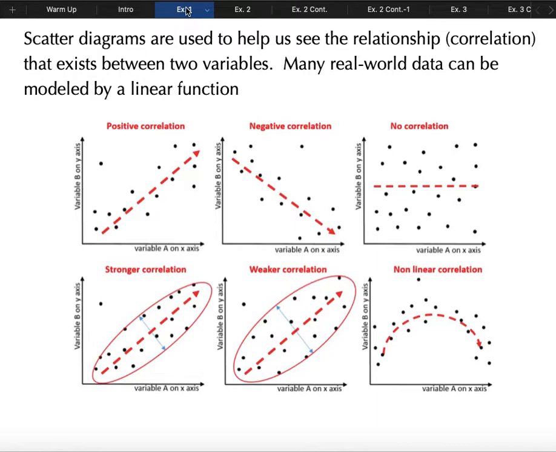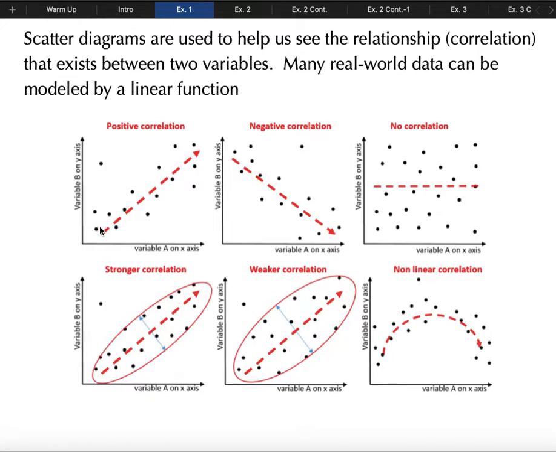Now, we often make scatter plots or scatter diagrams to help us see the relationship or correlation that exists between two variables. We're trying to make a comparison between two variables to see if there's any sort of relationship between them, okay? There's a ton of real-world data that can be modeled by a linear function. So the three graphs that you see in the top here, these can show you the different types of correlations you can get in a linear situation, okay?